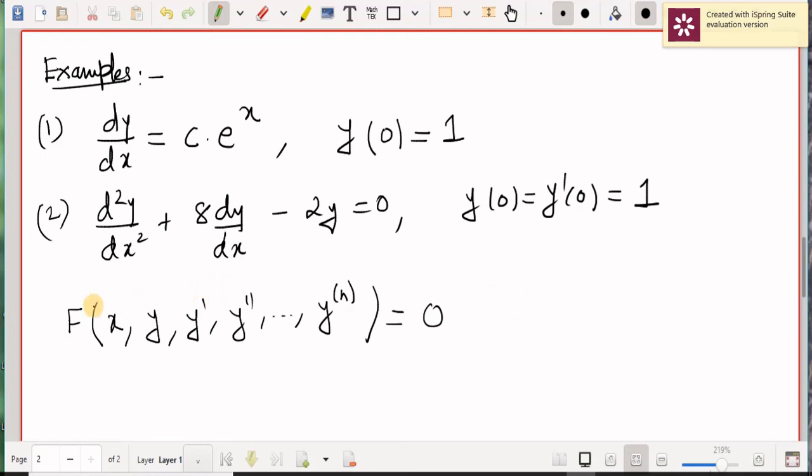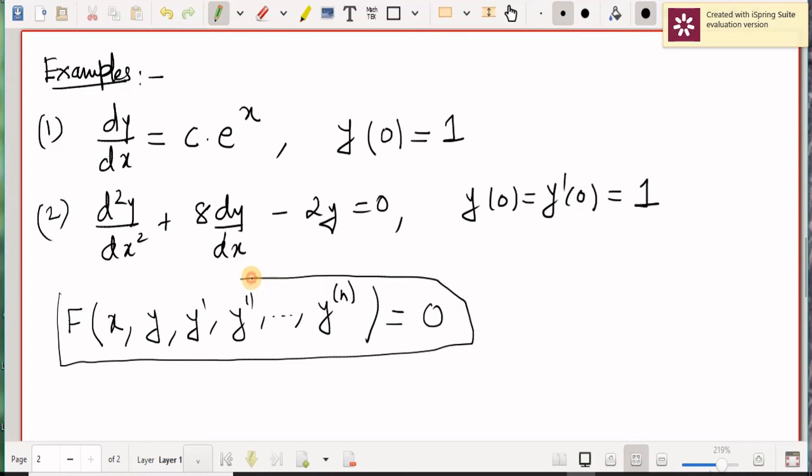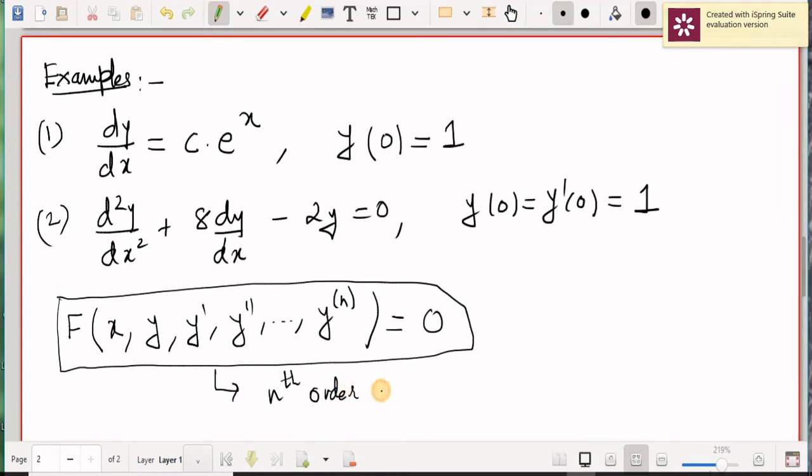So basically this is a general way of writing an nth order ordinary differential equation. Okay, so this is simply a differential equation. For the initial condition to this, there will be n initial conditions.